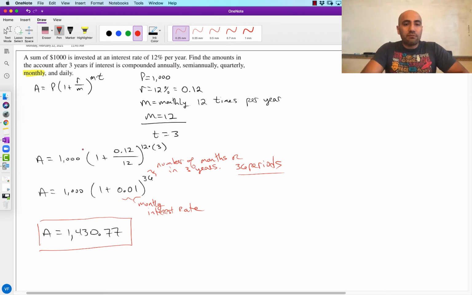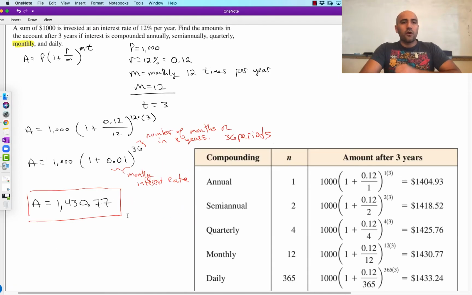Okay, we could do the same thing for annually, semi-annually, quarterly, daily, but I think you get the point, and hopefully all of this is review. So let's look at a nice table that has all of these different ones. Here's a table that has the results for a variety of compounding options. Remember, it's $1,000 invested for a period of 3 years, and the interest rate is 12% per year.